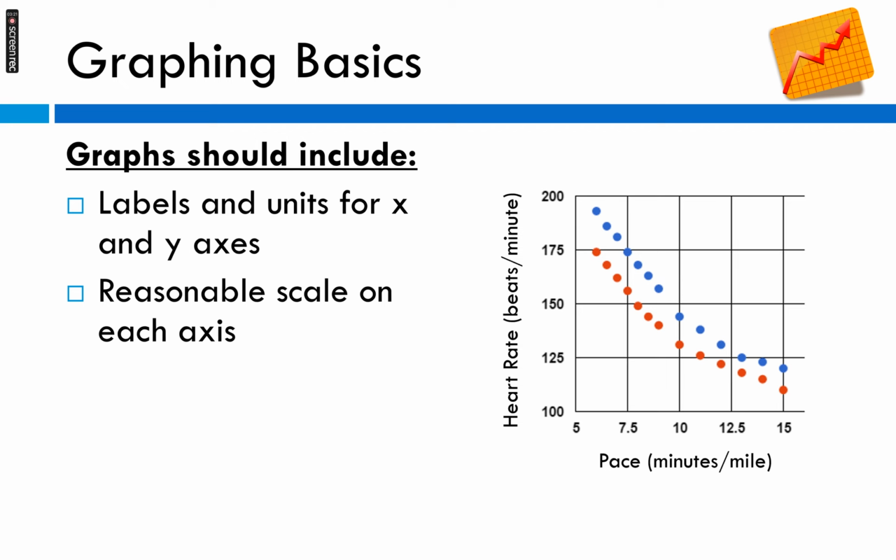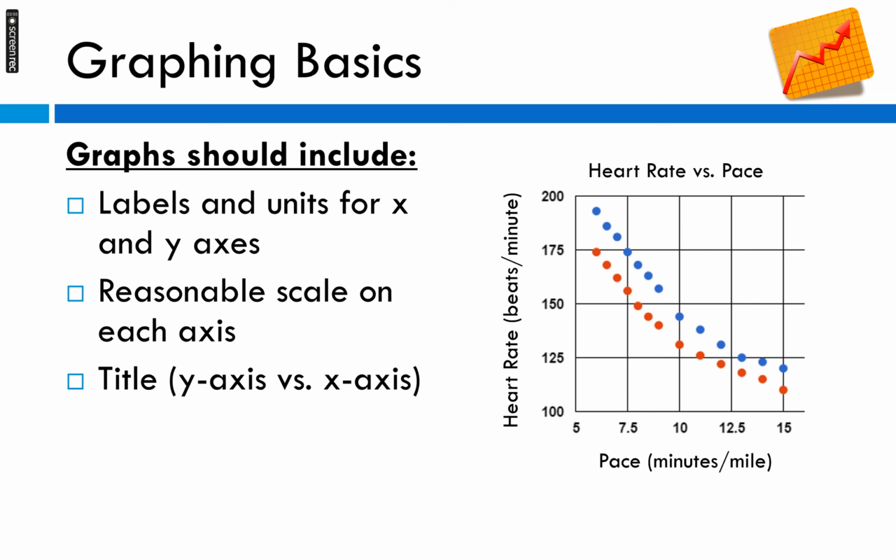The scale on each axis should be reasonable. You don't want all of your data either to be squished into a little corner of the graph or not fitting on the graph. Since you will rarely, if ever, be graphing by hand at this point in your academic careers, usually your spreadsheet program is going to take care of this for you. You should also include a title. Generally, we're going to use y-axis versus x-axis as the title. Don't worry about getting creative, keep it simple and direct. So for this graph, it would be heart rate versus pace, y versus x.